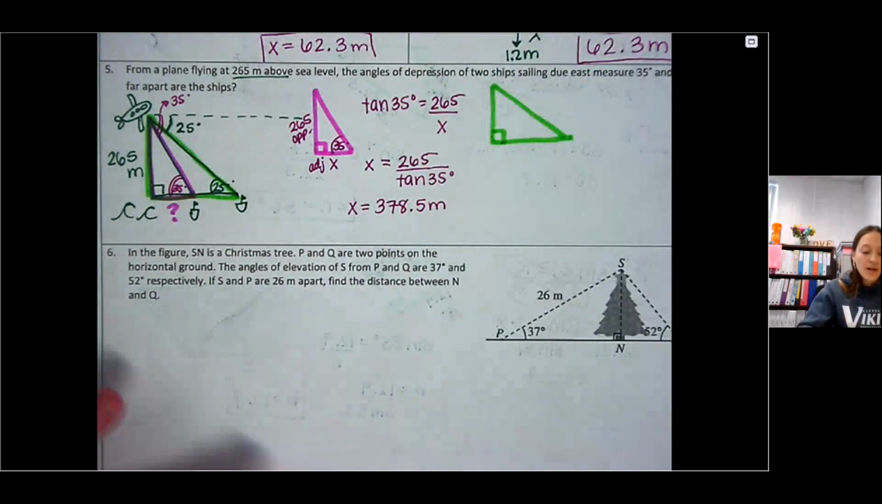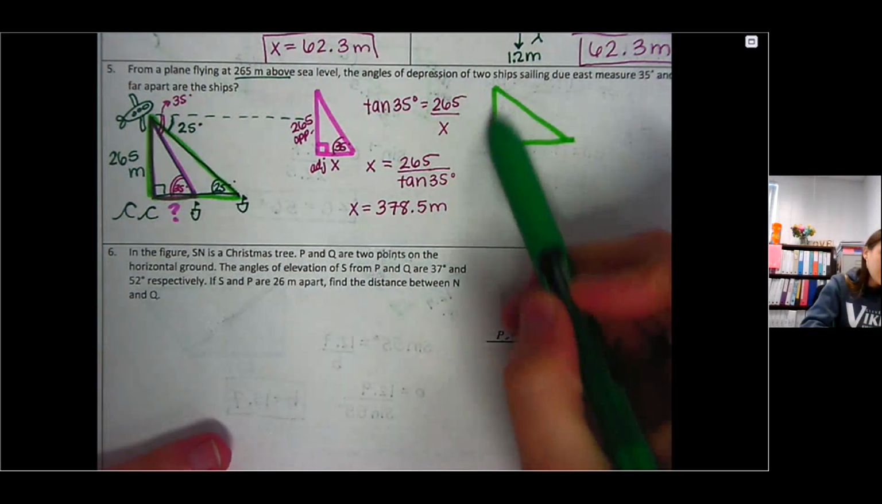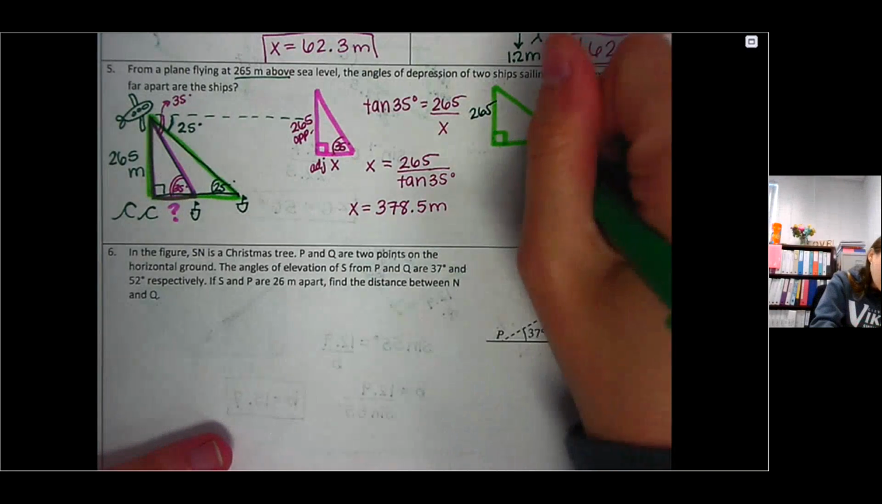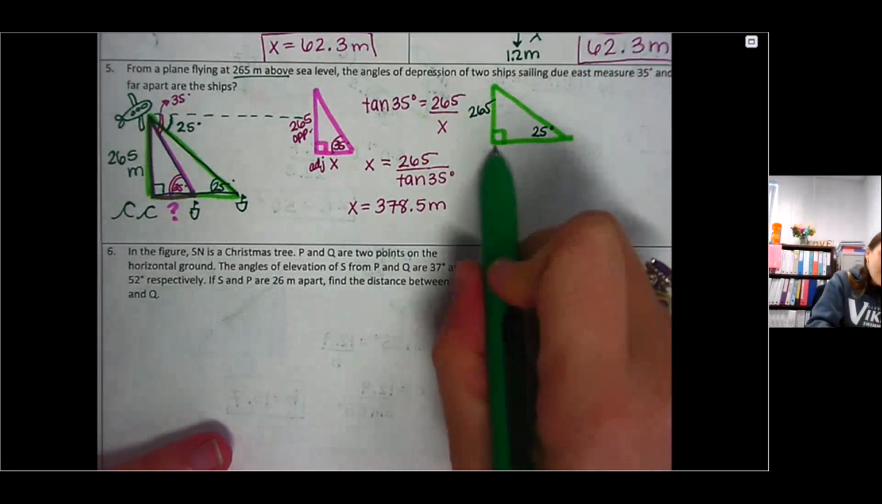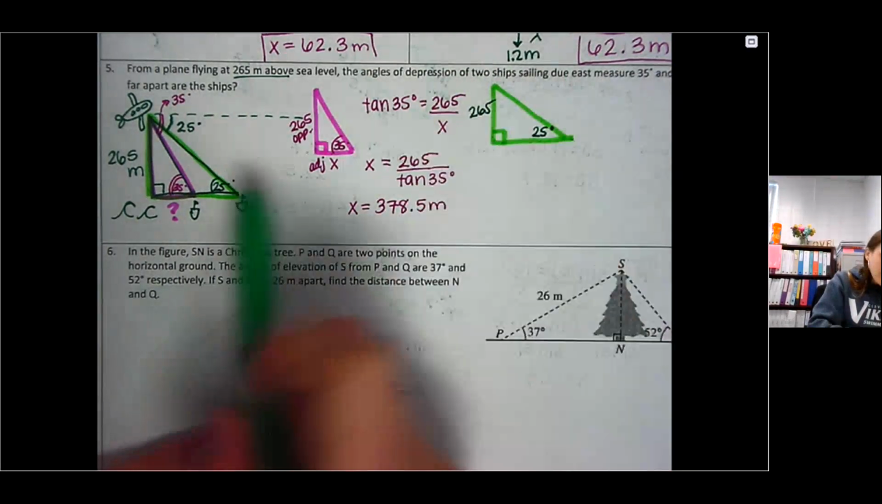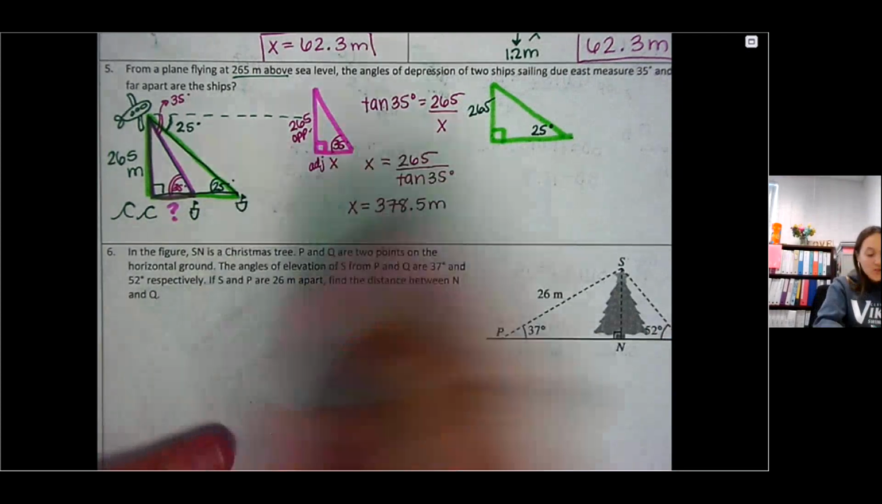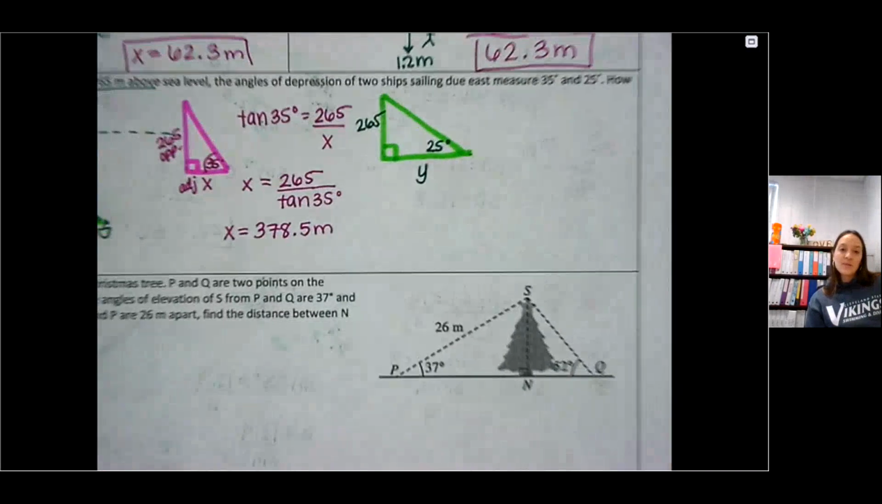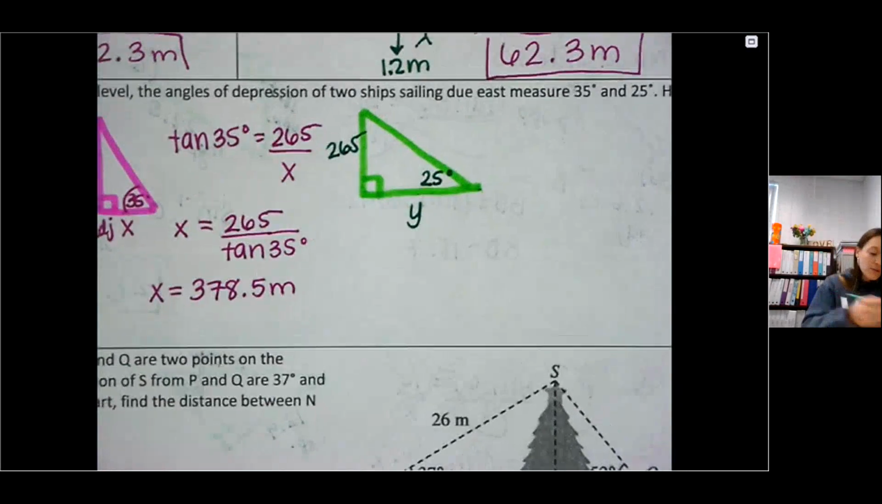And again, I'm just going to label what I've got. So again, I know the height is still 265. And I know my angle this time is 25. And again, I'm trying to find this bottom length from the edge all the way over here to the ship. And so I'm going to call this side Y this time. Now, just like the last one, I'm just going to label the sides.